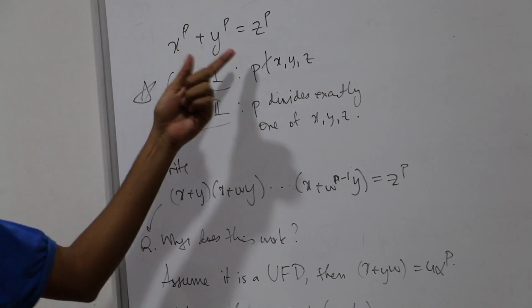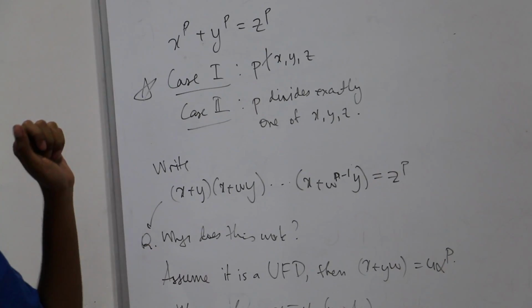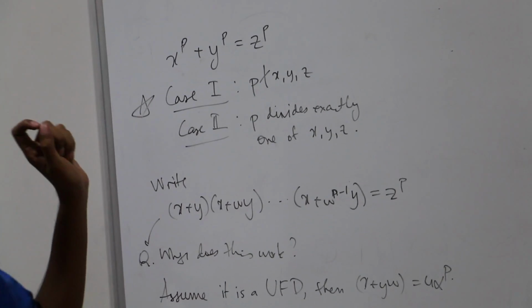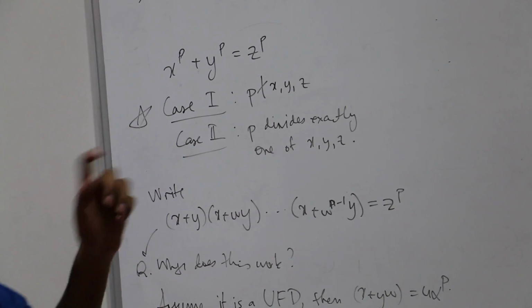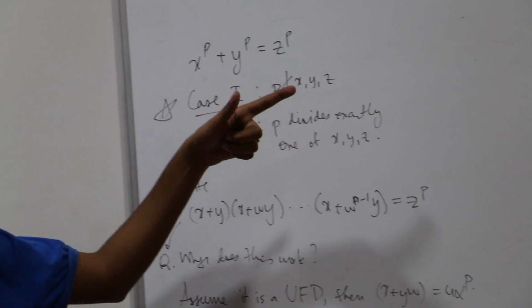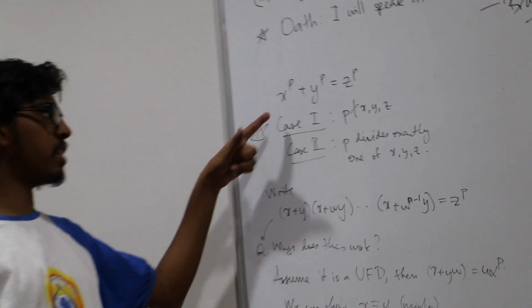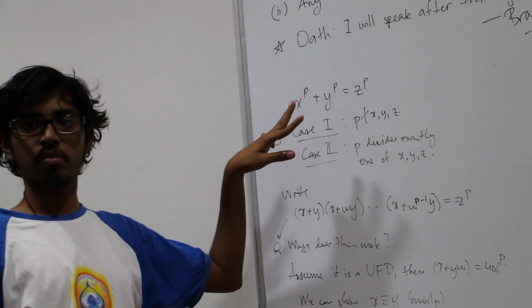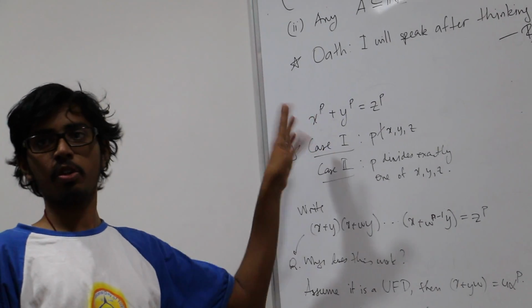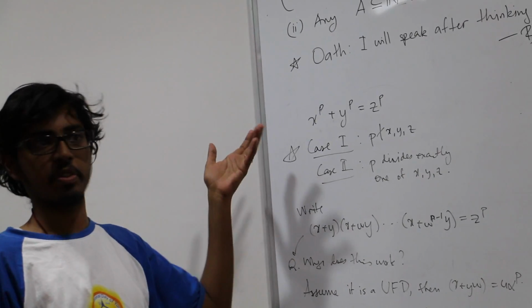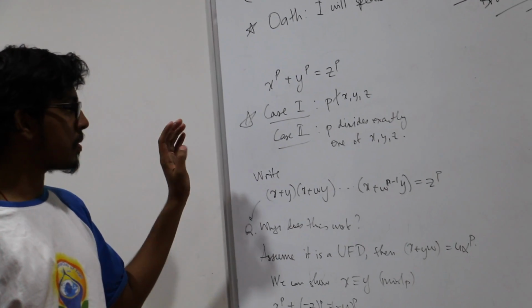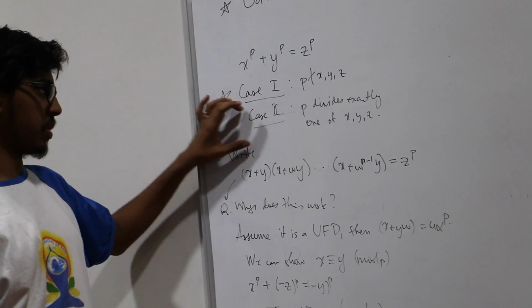Let's say x^p plus y^p equals z^p. Now there are two cases. Either p divides none of x, y, z, or p divides exactly one of x, y, z. Do you see that if p divides 2, then p must divide all 3? That's obvious, right? So then we have a contradiction. It's not a good one. So we only focus on case 1, ignore case 2 for now.